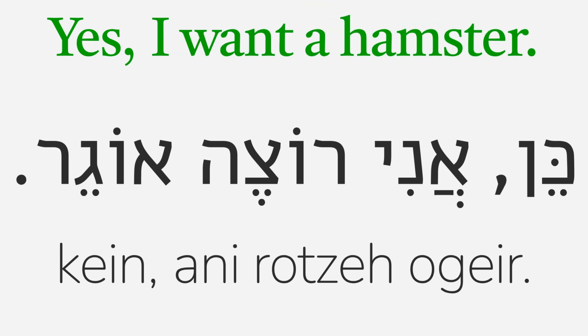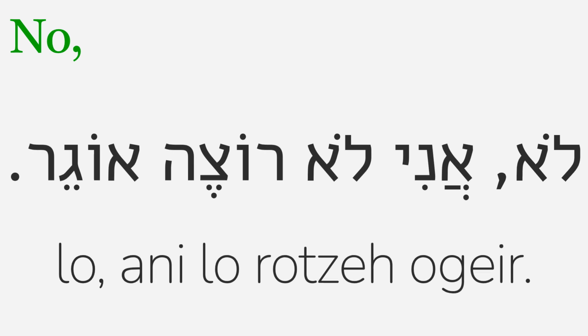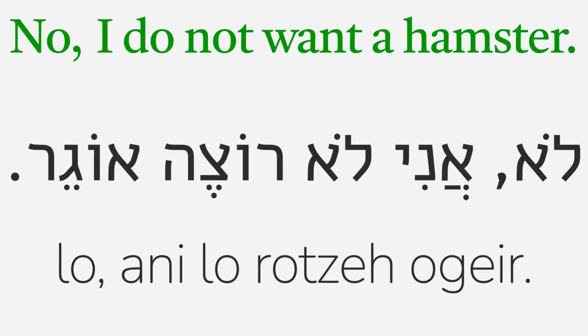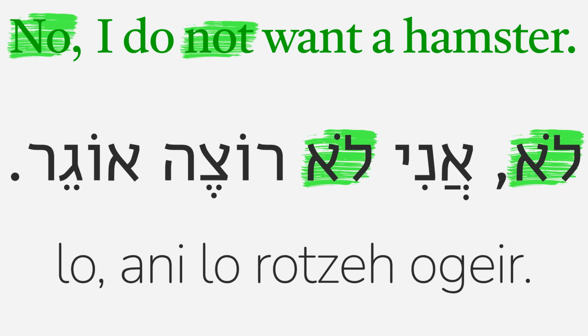We can answer this question by saying, ken, yes, ani rotzeh oger. I want a hamster. Or we can say, lo, no, ani lo rotzeh oger. I do not want a hamster. The word lo means both no and not. Lo, ani lo rotzeh oger.